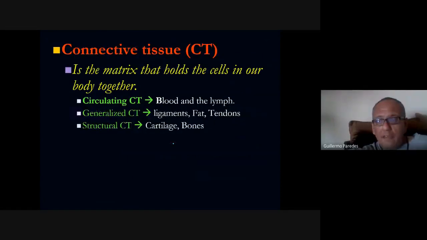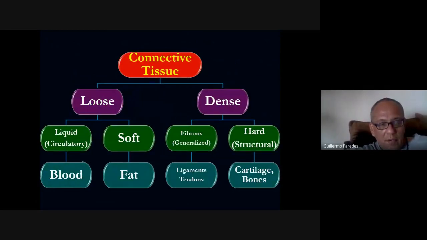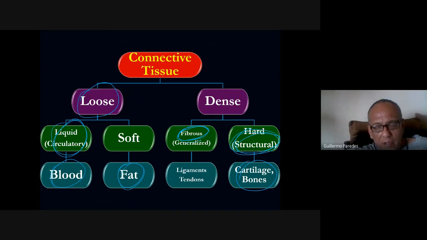Talking about the connective tissue, very simple. I want you to remember liquid, structural. Liquid is the blood, connecting all the 11 systems. Structural includes heart, bones, and cartilage. Then you have the soft, that is the loose fat, basically under the skin and covering organs. And the other one is the fibrous. That is what you need to remember: fibrous. Ligaments and tendons are going to be fibrous connective tissue.